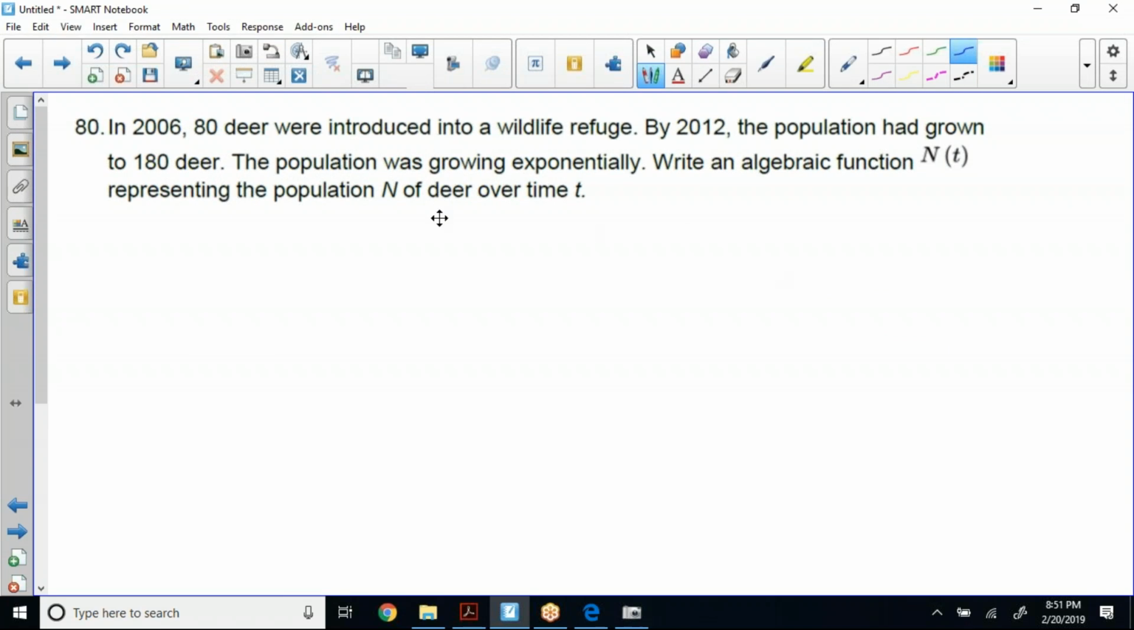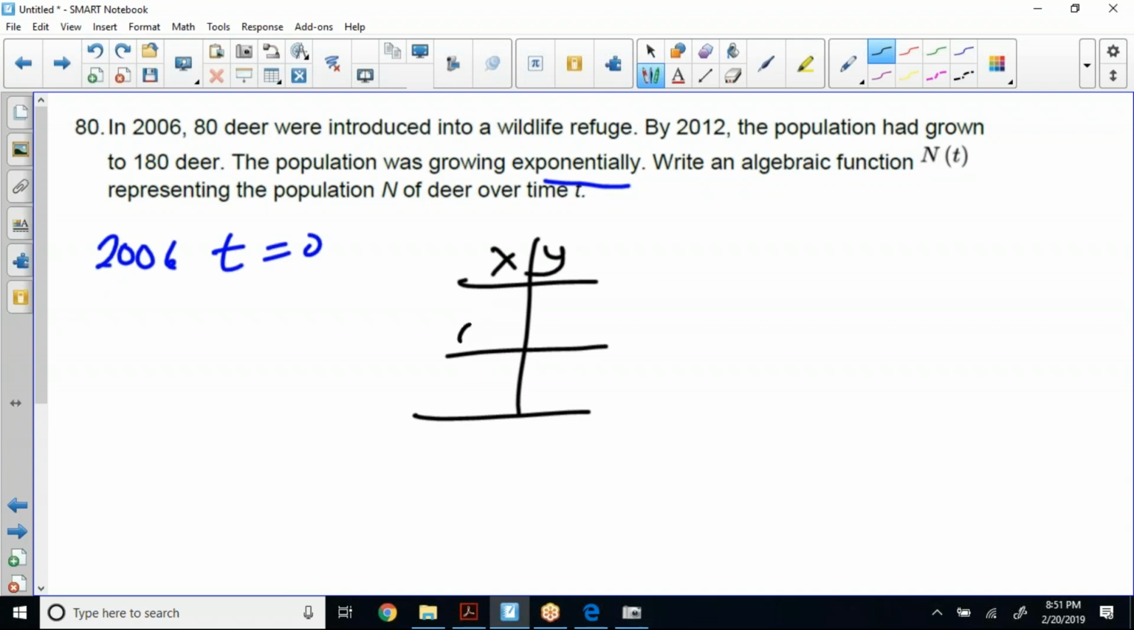Okay. So in 2006, 80 deer were introduced in a wildlife refuge. In 2012, the population had grown to 180 deer. The population was growing exponentially, so write an algebraic expression or function representing it. Okay, so they want us to write an exponential function. In 2006, we're going to say t equals 0, right? So we're going to create a t-table. 0, and then 2006 to 2012 is 6 years, right? So there was 80 deer when we introduced them. 6 years later, there was 180 deer.